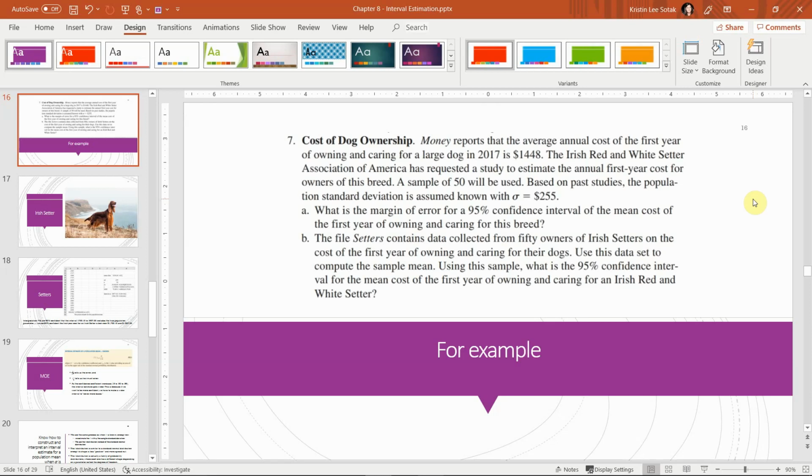So if someone says, hey, I want to know how confident I can be in something and what the interval is, this is just how to do it. We're looking at the cost of dog ownership. Super important topic, probably for a lot of people who have dogs or are thinking about getting one. According to Money, the average annual cost of the first year of owning and caring for a large dog in 2017 is almost $1,500.